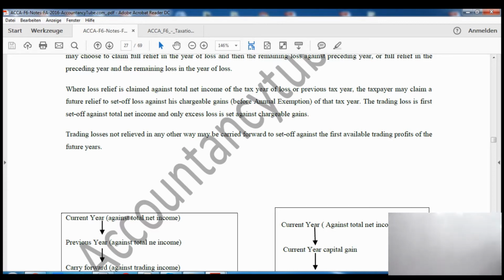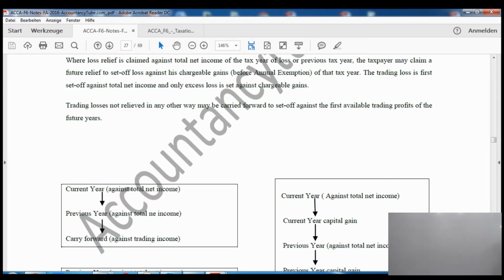Now after that it says, where loss relief is claimed against total net income of the tax year of loss or the previous year, the taxpayer may claim a further relief to set off the loss against his chargeable gains before the annual exemption. Now we haven't studied chargeable gains yet, but it is another type of income, right? Which are chargeable gains.